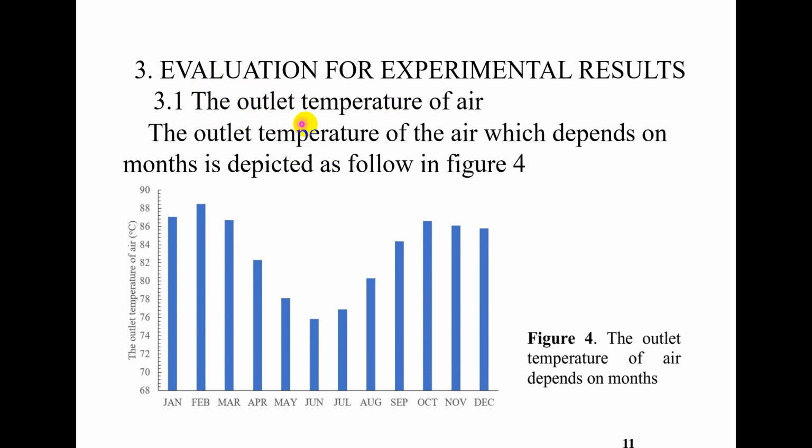This is the outlet temperature we want to investigate, and we display it on the chart. You can see that the outlet temperature is highest in February. In February it is 88 degrees centigrade, and the lowest is in June. As you know, because the solar radiation is the highest in February, the outlet temperature is also highest.